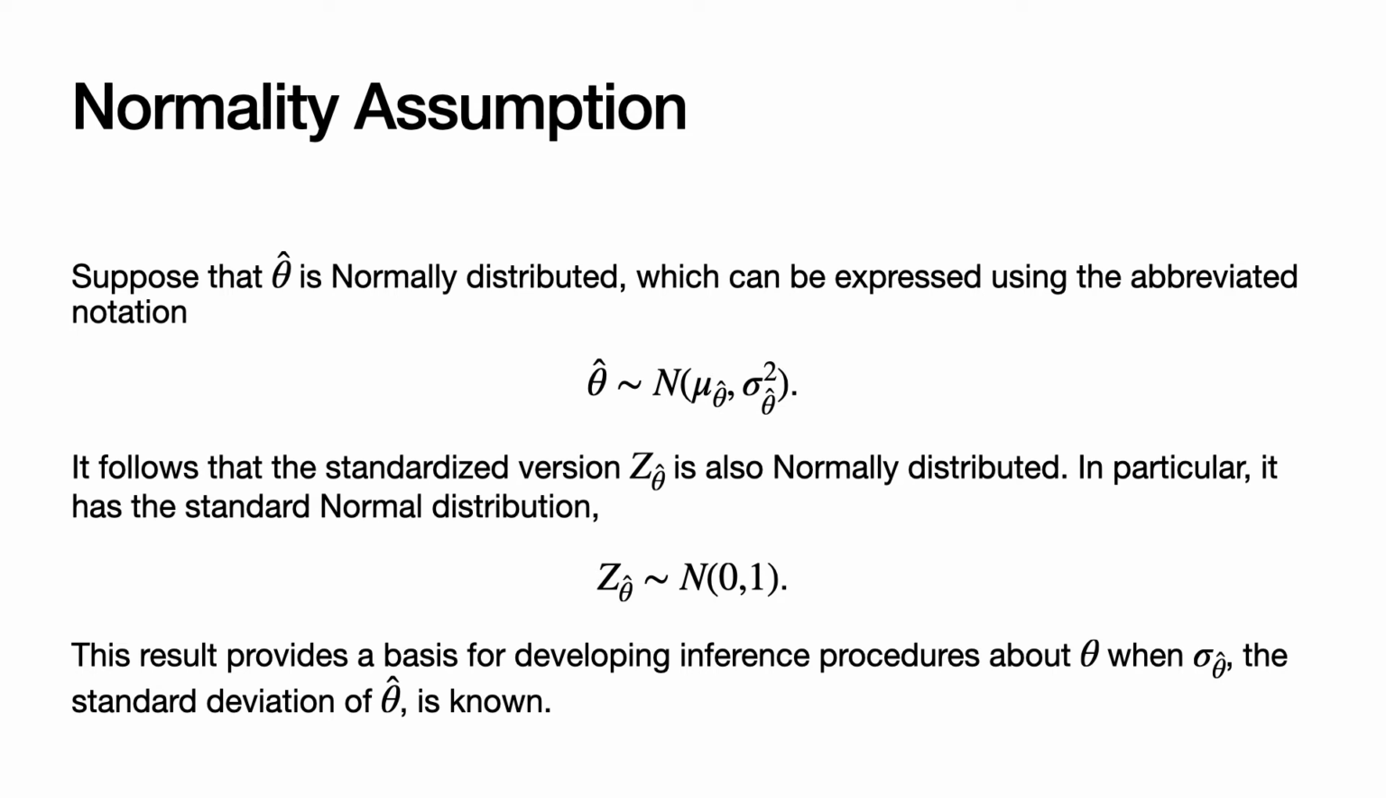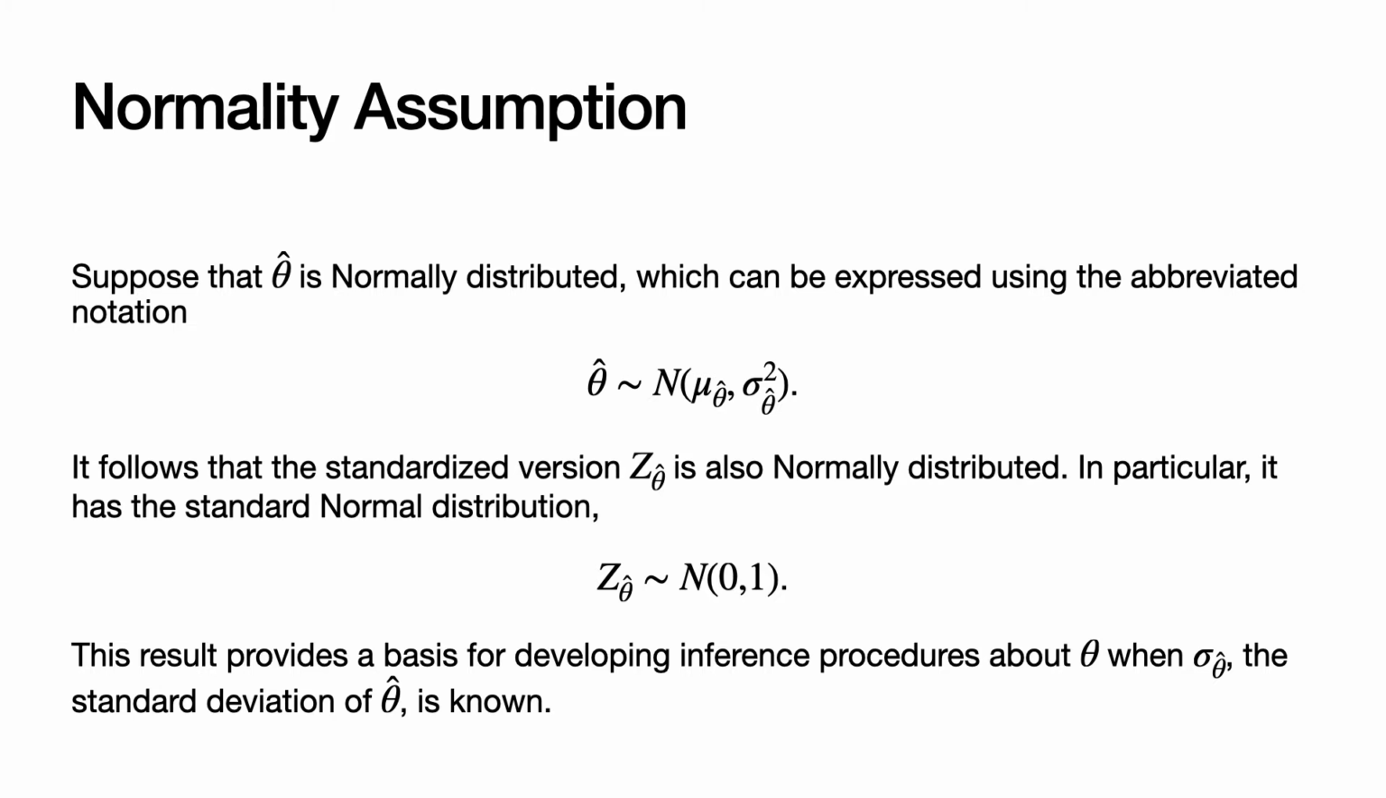Okay, and then finally, in talking about the framework in which we're operating here, remember that we said that we're going to be looking at these situations where theta hat is normally distributed. And so suppose that theta hat is in fact normally distributed. And so we can express this fact using the abbreviated notation shown here. So theta hat, and then a tilde, and the tilde is an abbreviation for is distributed according to. And then we have the notation for a normal distribution with a mean of mu sub theta hat and a variance of sigma squared sub theta hat.